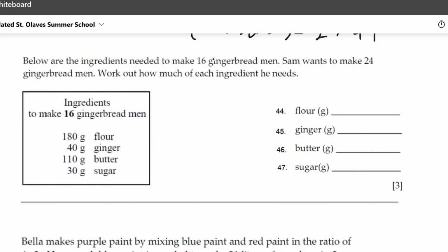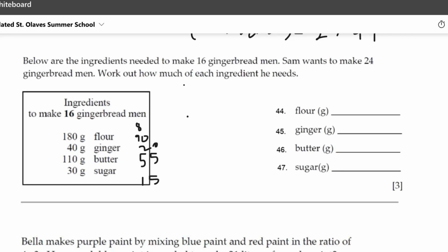So we have good numbers here. To find 16, we have 16, we want to make 24, which means 16 over 24. So we can first find 8 by halving all of them. This is the recipe to make 8 gingerbread. We halve, so that's going to be 90 because 8 is half of 16. So 90, 20, 55, and 15.